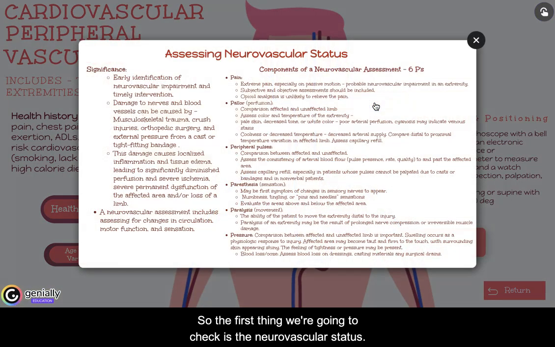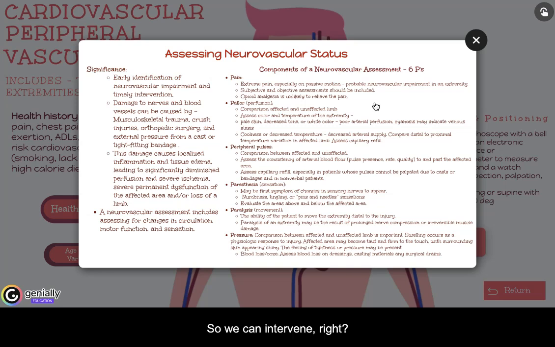So the first thing we're going to check is the neurovascular status. The significance of this is the early identification of neurovascular impairment, so we can intervene, right? Damage to the nerves can cause localized inflammation, tissue edema, lack of perfusion, and become a permanent dysfunction for them. So the neurovascular assessment includes assessing for changes in circulation, motor function, and sensation.